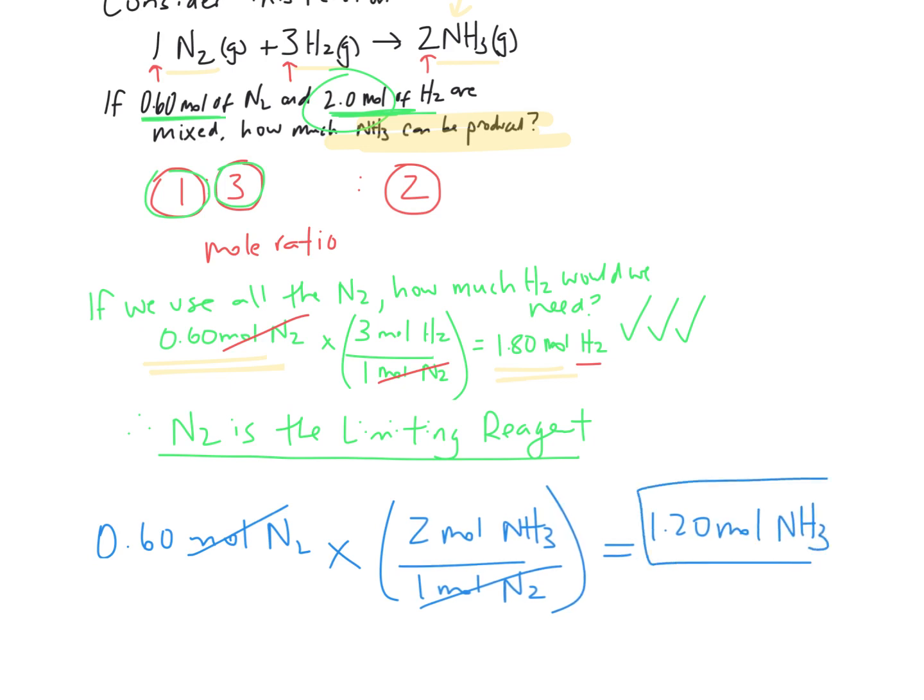And that's your final answer. That's how much NH3 is going to be made. And it was determined by the limiting reagent. So the first thing was we had to figure out which one was the limiting reagent.